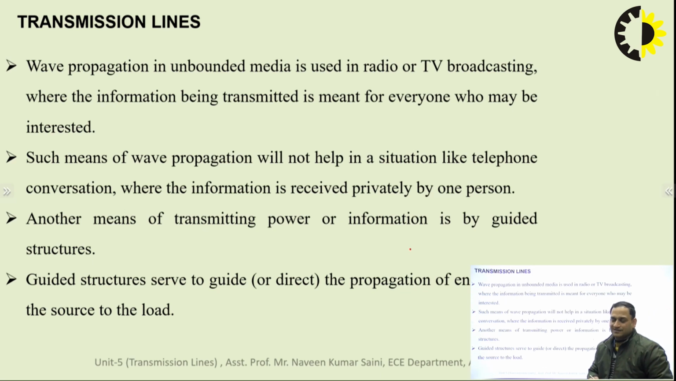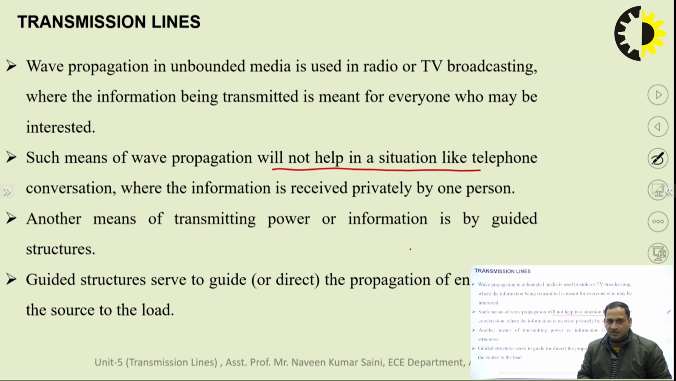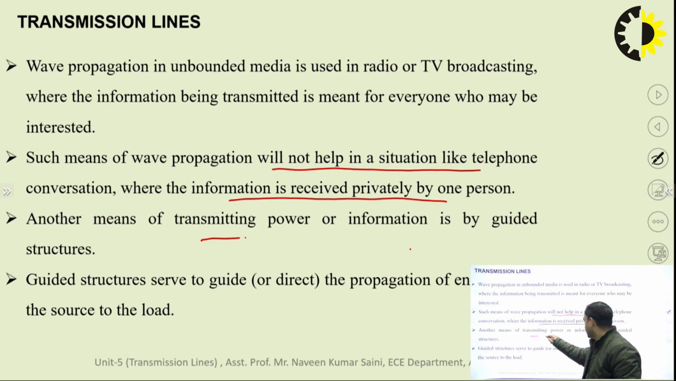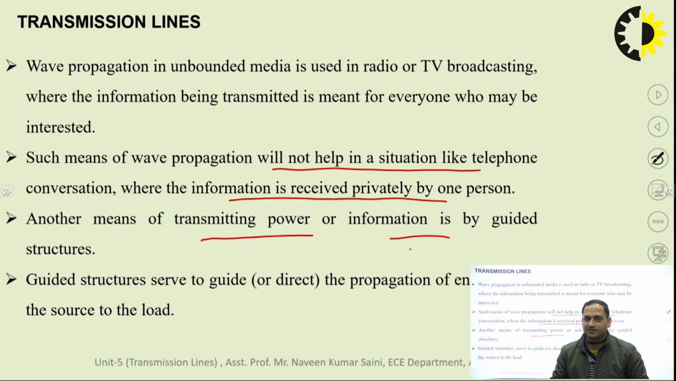That guy can receive it wirelessly. So, in that case the wave propagation will not help in a situation like a telephone conversation, where the information is being received privately by one person. So, another means of transmitting power or information is by a guided structure. Two ways are there for transmission of the signal: one is the guided way, the other is the unguided way.